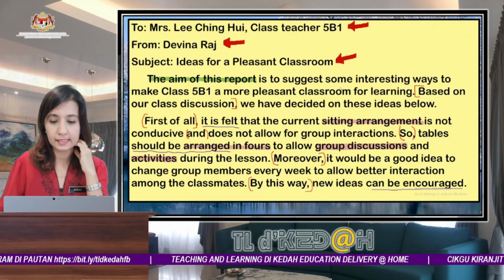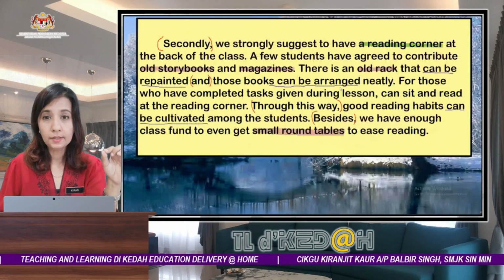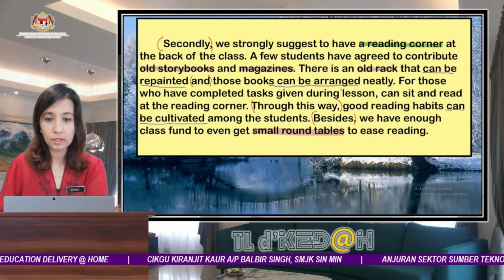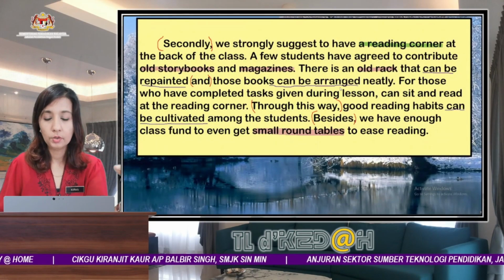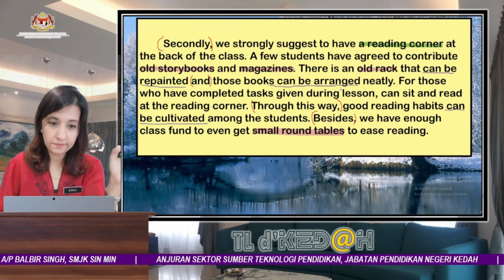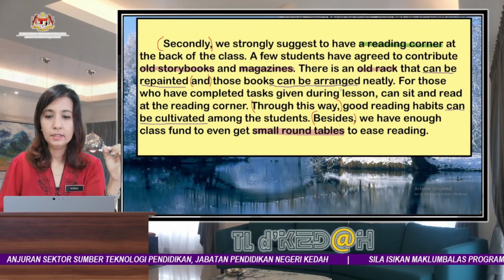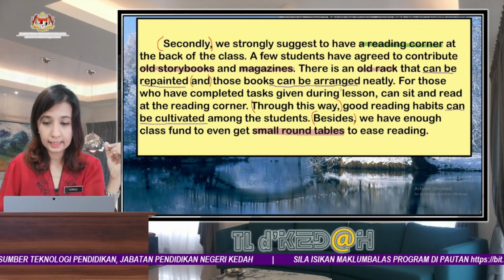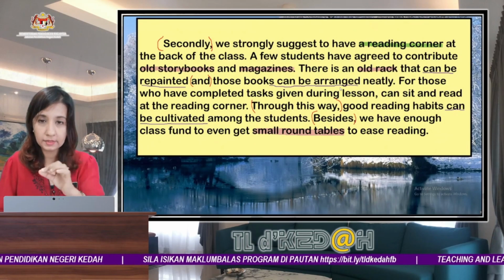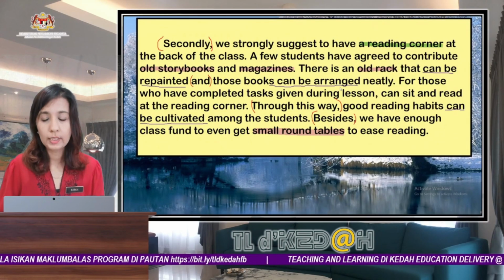And cohesive devices. Next paragraph, you can see that the focus is on the reading corner, and we have the elaborations and examples. Okay, at the back of the class, we have old storybooks, old rag that can be repainted. That's a passive form. Books can be arranged, passive form. Okay, through this way is a linker here. Good reading habits can be cultivated. Okay. Besides, this is a cohesive device.